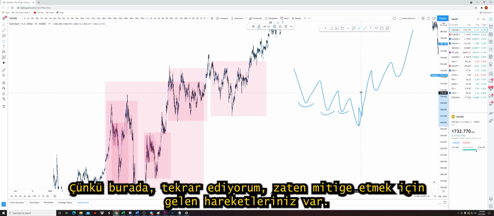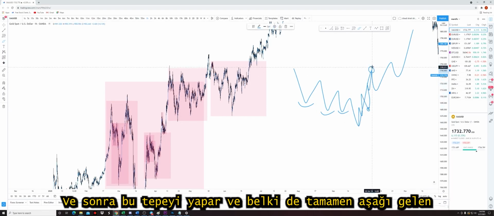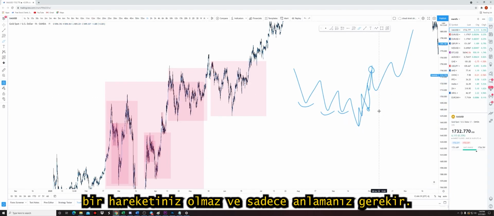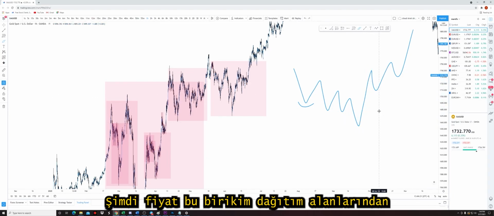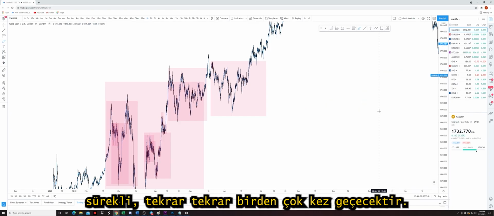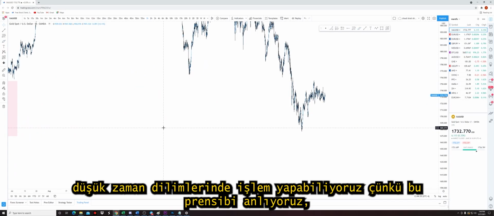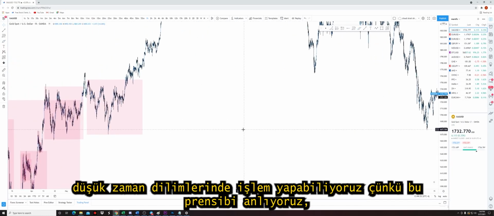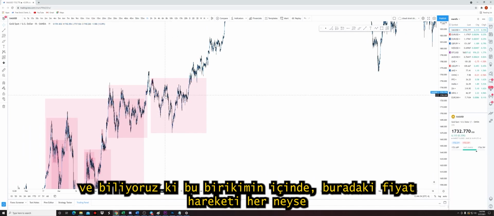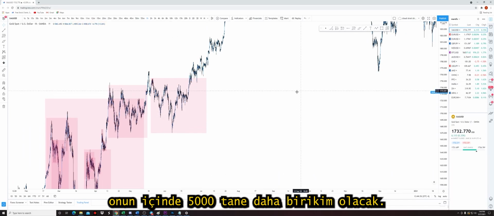Because within here, again, you have moves that come already to mitigate and then make this high. And then maybe you don't have a move that comes all the way down. And you just need to understand that price will undergo these areas of accumulation, distribution multiple times consistently, over and over again. And again, the reason here at MetaFX we are able to trade the low time frames is because we understand this principle. And we know that within this accumulation, there's going to be 5,000 more accumulations.